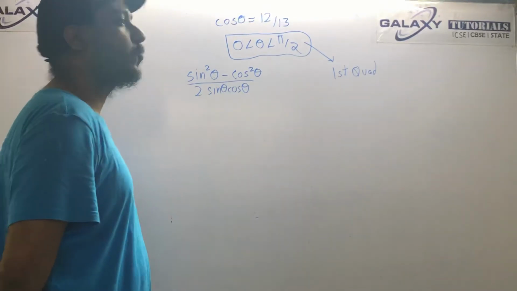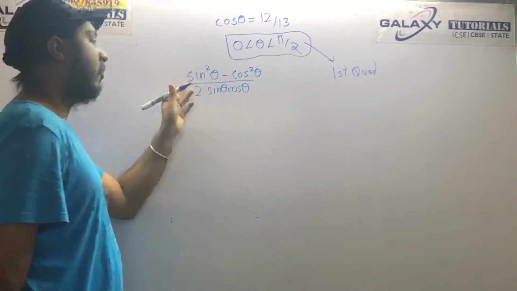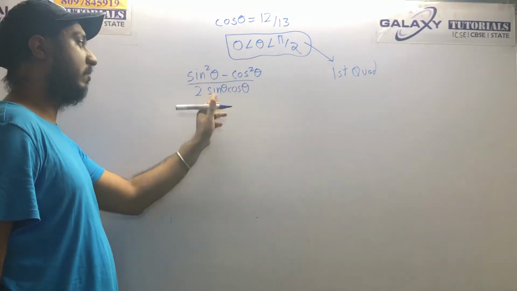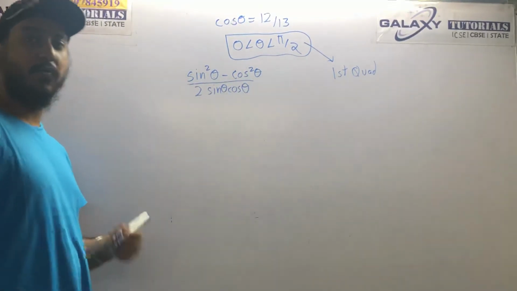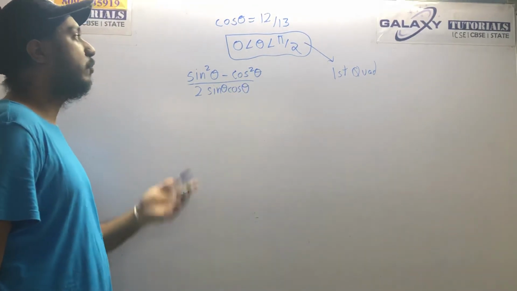So cos theta is 12 by 13. What will be sin theta? Yes, because in this function you have to put the value of sin also. You know the cos theta value, but you want to know the value of sin theta also. How will you find it? See, there are two ways.